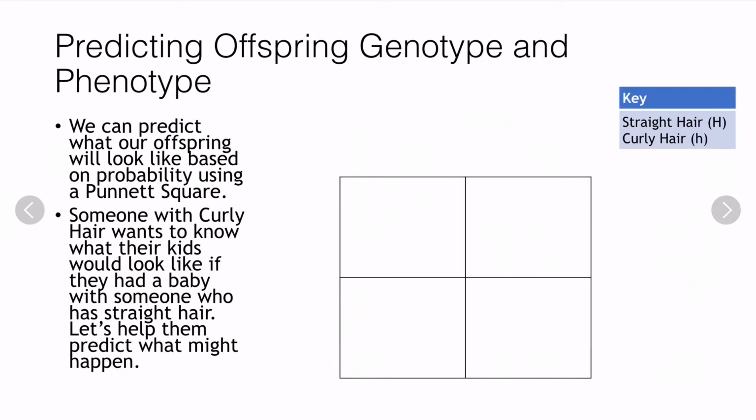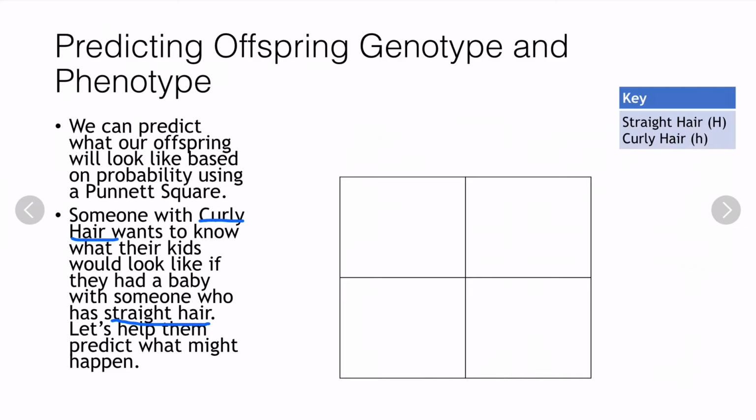Now, we can predict what offspring might look like based on probability using a Punnett square. So let's say someone with curly hair wants to know what their kids would look like if they had a baby with someone that had straight hair. Okay? So first let's determine what their genotypes are.